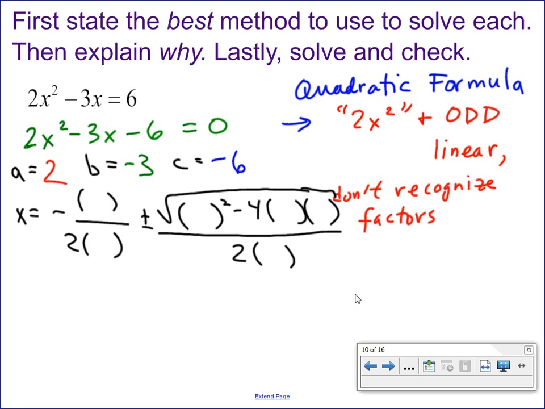Except everywhere I see an a, I'm going to put 2. Everywhere I see a b, I'm going to put negative 3. And everywhere we see a c, we're going to put negative 6. All right, guys, let's evaluate. So we're going to jump inside there and evaluate. X equals opposite of negative 3 is positive 3 over 2 times 2 is 4, 3 fourths.